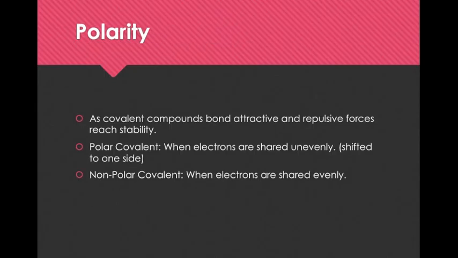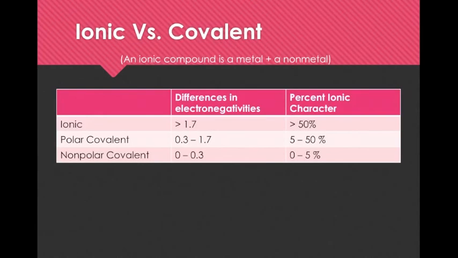As covalent compounds bond, attractive and repulsive forces reach stability. Polar covalent is when electrons are shared unevenly and shifted to one side, and nonpolar covalent is when electrons are shared evenly. This diagram just shows you how to find if a molecule is polar covalent or nonpolar covalent, and the difference between ionic and covalent compounds through electronegativities and the difference of an ionic character.